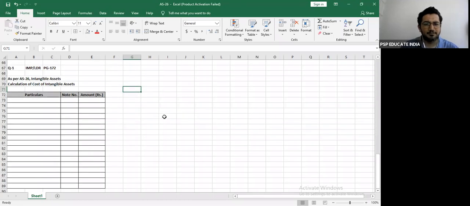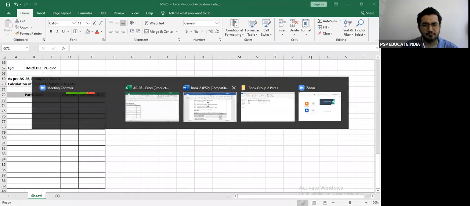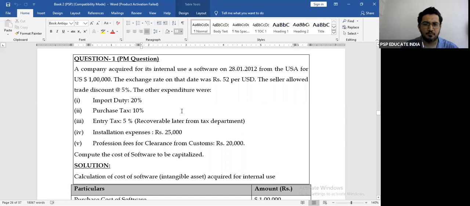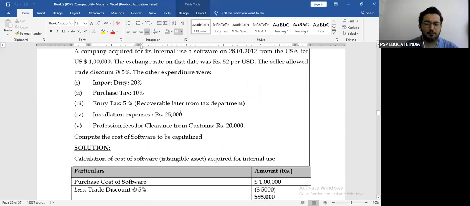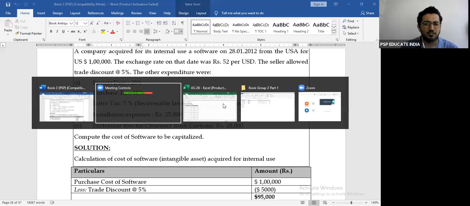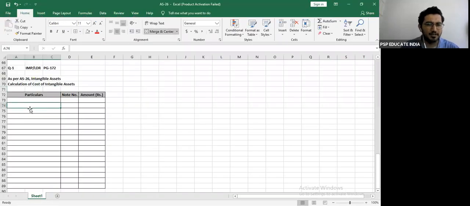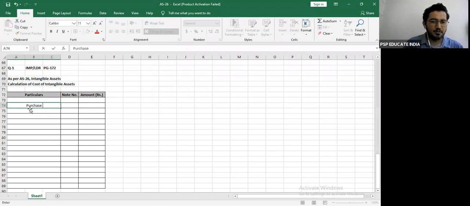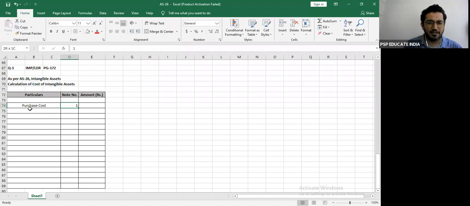Prepare your format. You first have the purchase cost. So purchase cost is 1 lakh US dollars. So let's begin with that. Let's take purchase cost. We will refer to that in note 1. US dollars 1 lakh.